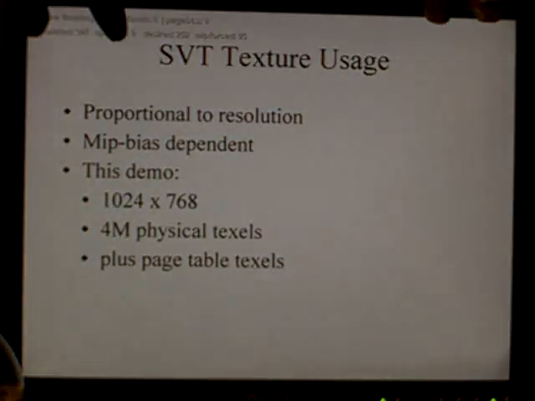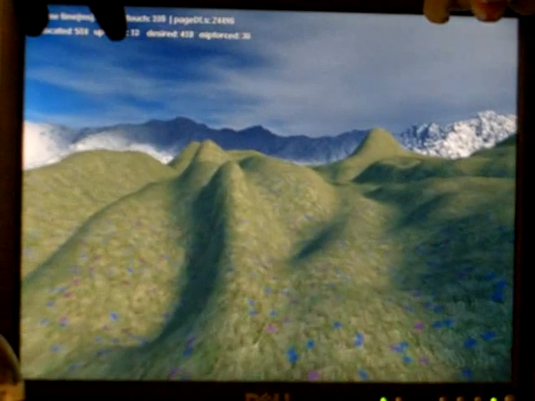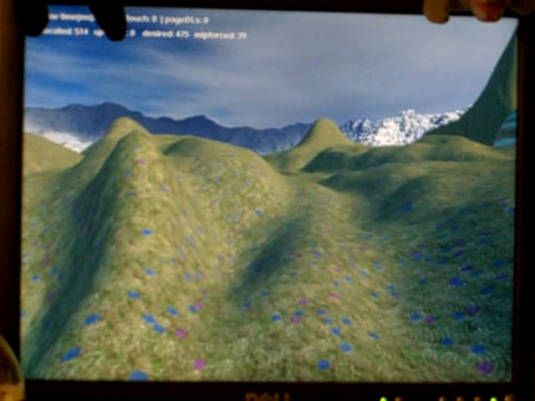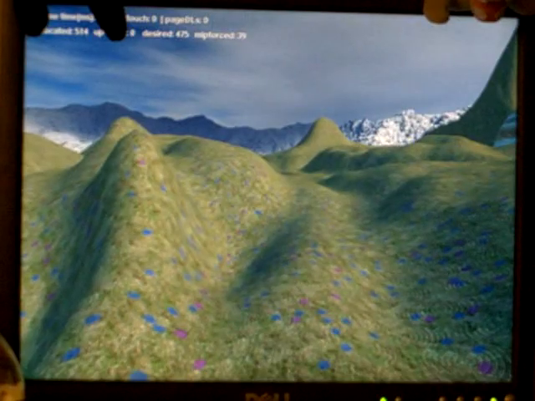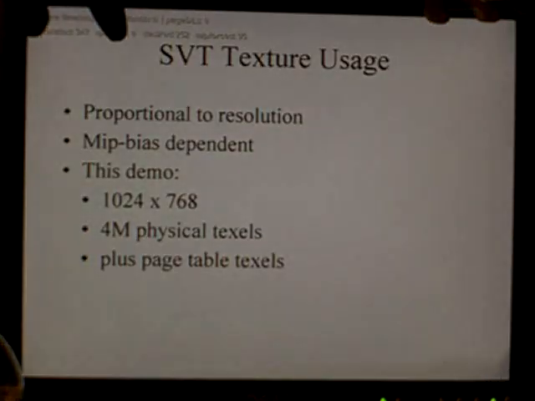So as I move through the world, I can take a look at how many texels I'm actually using, and it looks like generally I'm probably only using about 2 million of those 4 million texels. But I have 4 million available for the worst cases when I need more than 2 million, and the extras turn into cache. So when I come back and look at something, it's still available. Plus, I'm going to need page table texels.